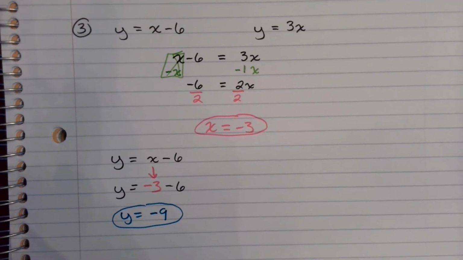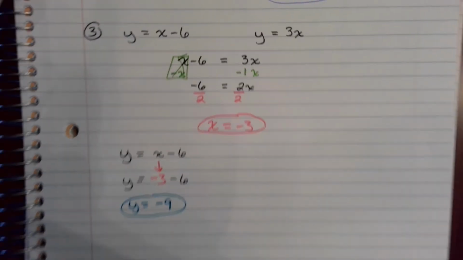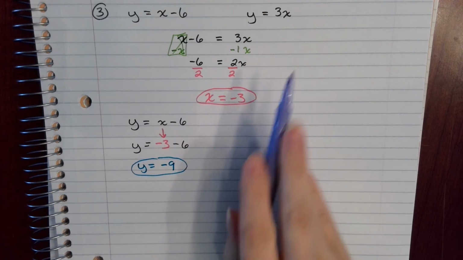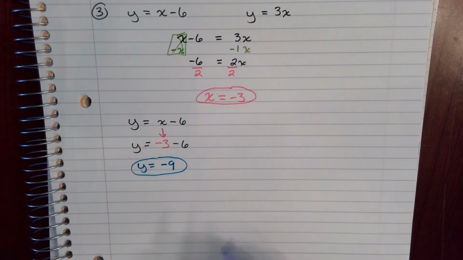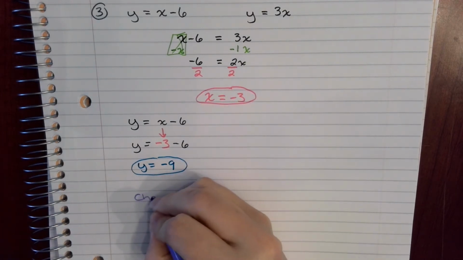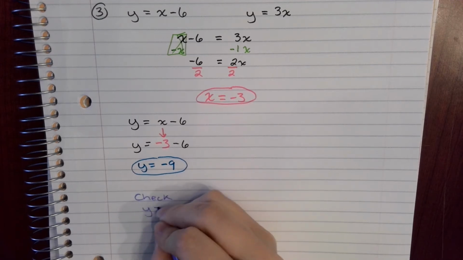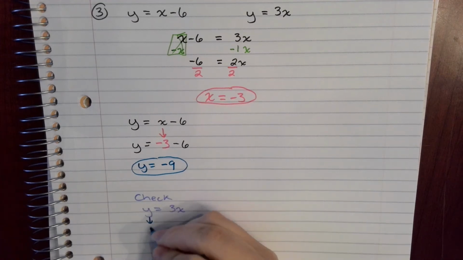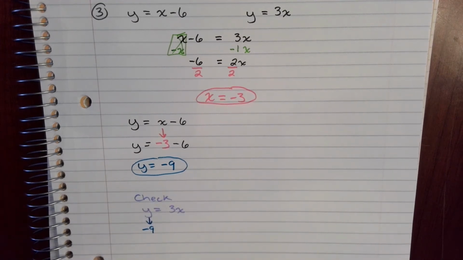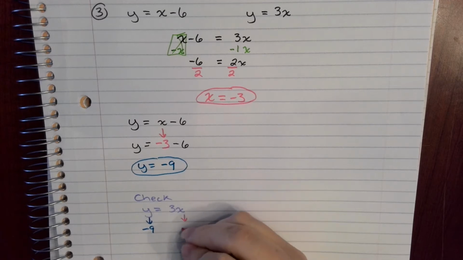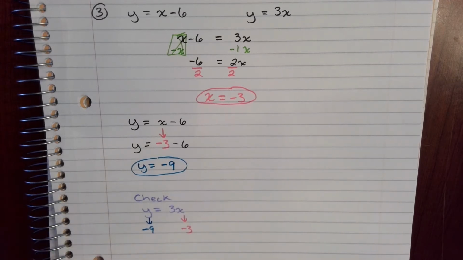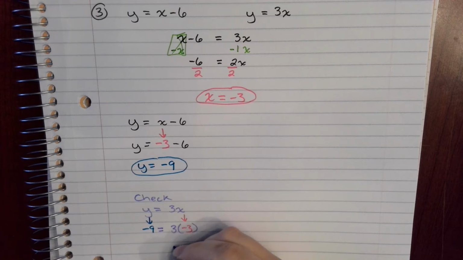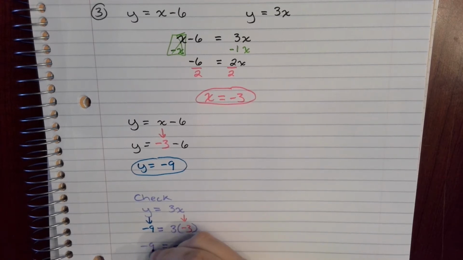And the last thing that you always want to do is check it. Make sure that the second equation works with both of those values. So for our check, we've got y is equal to 3x. I'm going to replace the y with a negative 9, and the x with a negative 3, and then check to see if it works. So is negative 9 equal to 3 times negative 3? Well, 3 times negative 3 is negative 9. So this does come out to work.